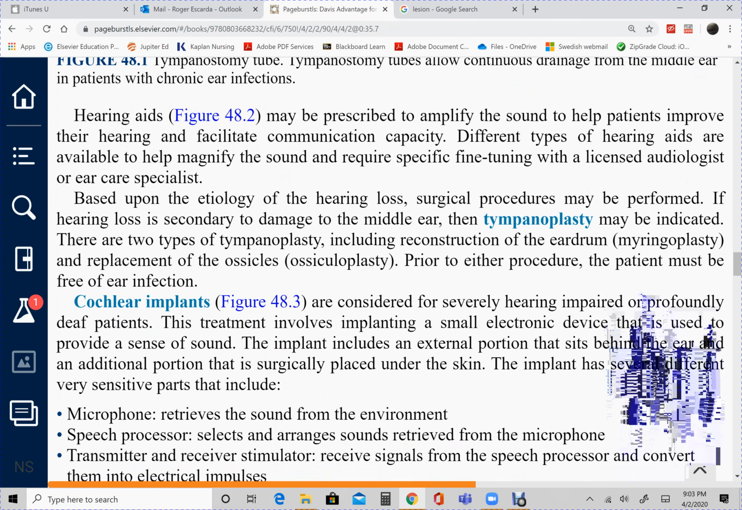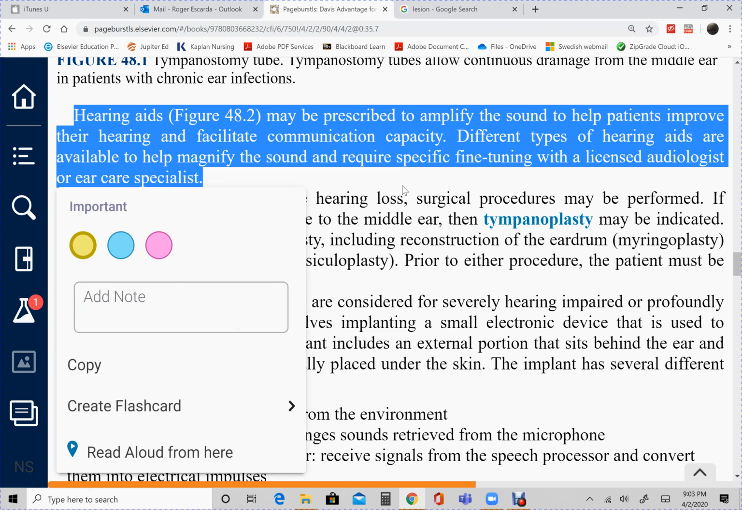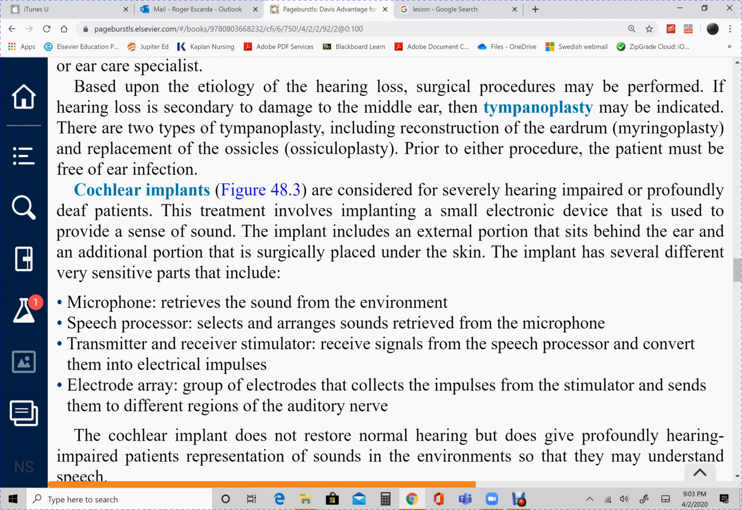All right, so here are hearing aids. We have different types. The smaller, the more expensive the hearing aid. There's also a surgical procedure, tympanoplasty. Again, this is a surgical procedure, so our tests will involve pre and post-op care of the patient.